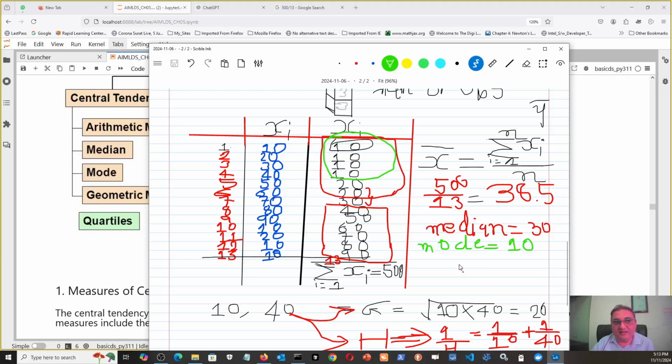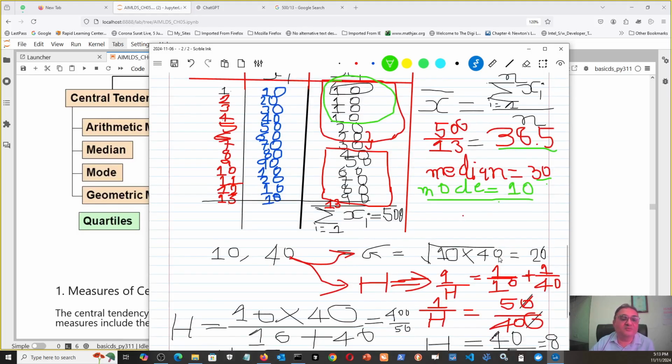So a given data set can have more than one mode, and one important thing is that mode is always a point or a value which is already part of my data set, while mean is some imaginary value somewhere which may or may not be part of my data set. And the same is true about median. It may or may not be. Median is always part of my data set. Mode is also always part of my data set.